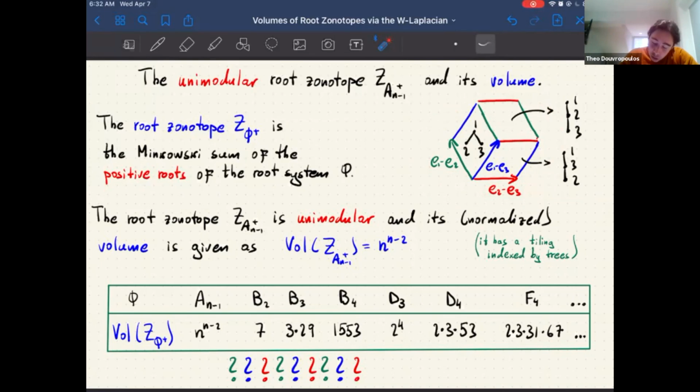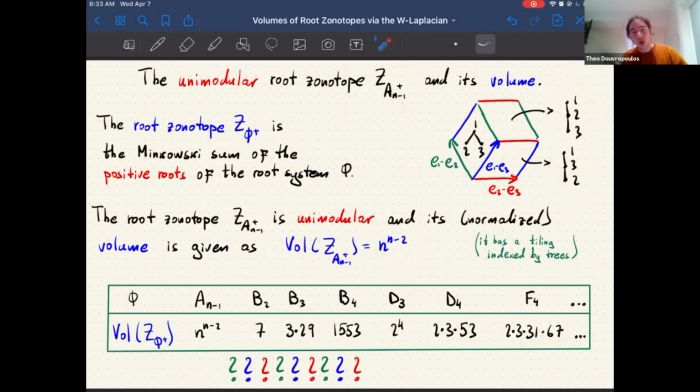In this case I get a hexagon with 3 parallelograms, and it's very easy to see that you can label those parallelograms by the selection of roots that span them, which corresponds to trees. This one is spanned by the roots e1 minus e2 and e1 minus e3, so it's natural to represent it by the tree where 1 is connected with 2 and with 3. This makes sense in the arbitrary case as well. And it's a really cool proof that the normalized volume of the root zonotope is equal to the number of labeled trees on n vertices.